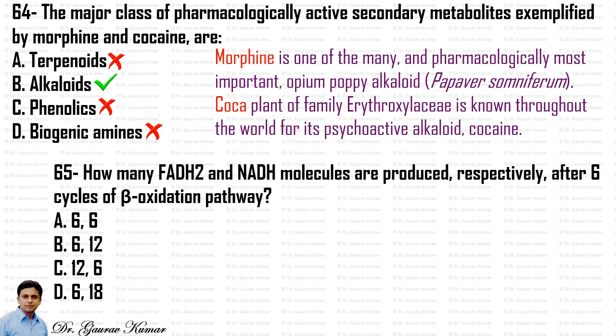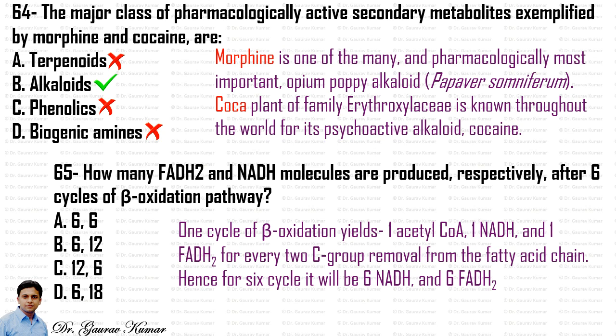Next question, how many FADH2 and NADH molecules are produced respectively after 6 cycles of the beta oxidation pathway? One cycle of beta oxidation yields 1 acetyl CoA, 1 NADH and 1 FADH2 for every 2 carbon group removal from the fatty acid chain. Hence for 6 cycles it will be 6 NADH and 6 FADH2. So option A will be correct.